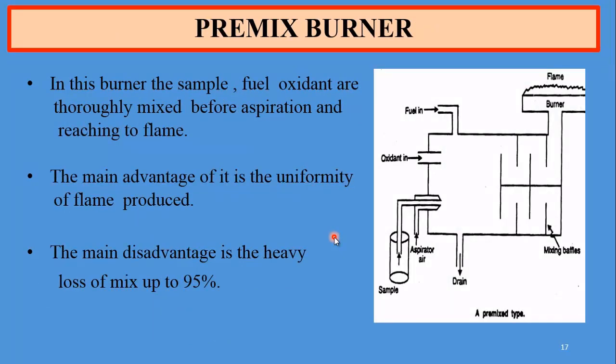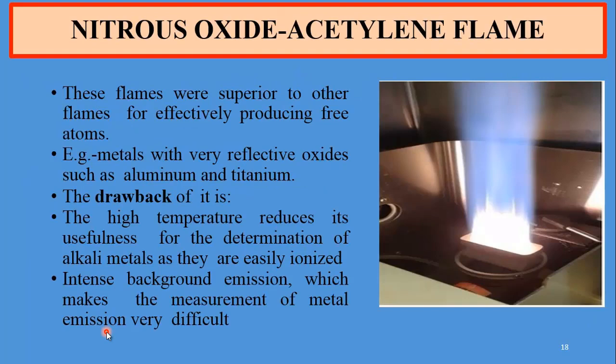Premix burner. As you know what premix means, we have to premix the sample, oxidant and fuel. So this is the fuel, oxidant and sample. They are first mixed with each other. The main advantage is the uniformity of the flame produced. The main disadvantage is the heavy loss of about 95%. Most of the sample will be drained out and only a small amount of the sample will go to the flame in the premix burner.